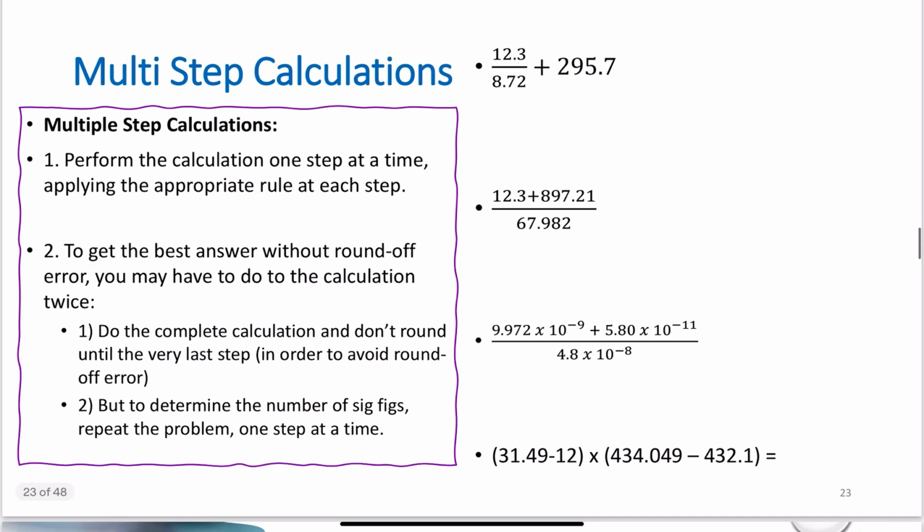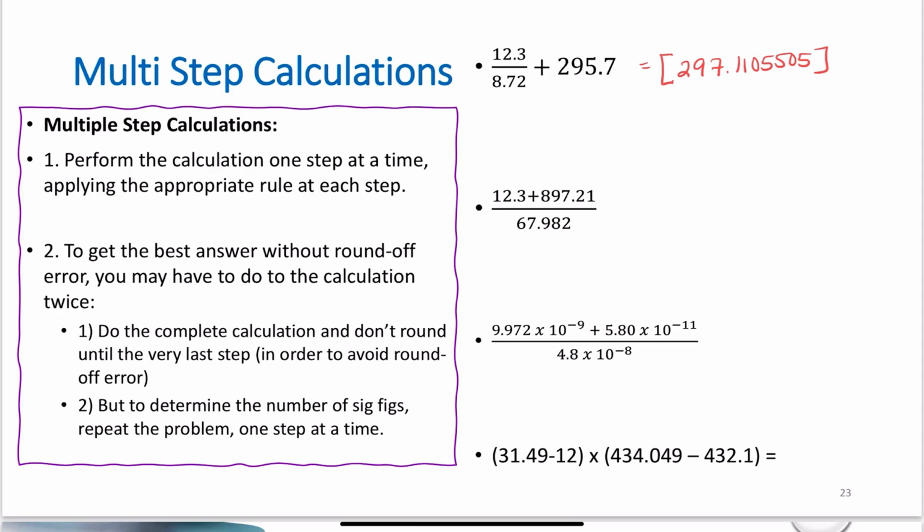Now, when you're doing calculations with multiple steps, you may have to do this calculation twice, and that's what I recommend, to be honest with you. You do it once, just straight through in your calculator to get a calculated value. So for example, 12.3 divided by 8.72 plus 295.7. I plug that in my calculator and I get a calculated answer of 297.1105505. But now I'm going to do it a second time to determine my sig figs, and I have to determine sig figs at each step within the calculation. Every time I change rules, I have to determine the new set of sig fig rules I'm going to follow.